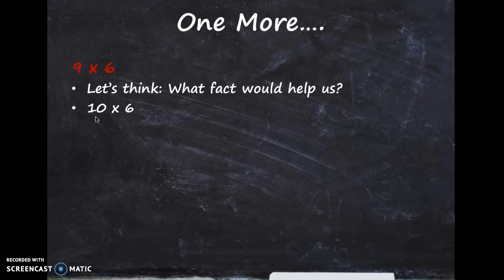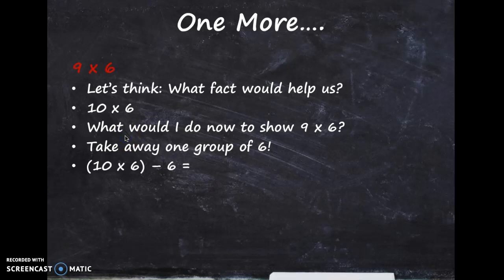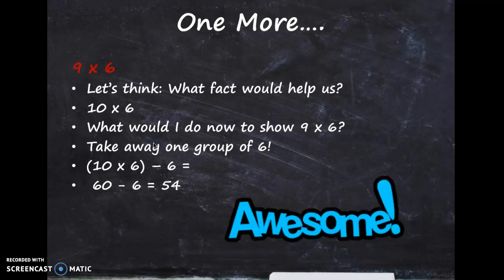Now let's see if you can solve the rest of the problem using the 10 take away 1 strategy to solve for 9 times 6. How would I show 9 times 6? Let's check your work. You should take away one group of 6. If you wrote 10 times 6, take away 6, you are absolutely correct. 10 times 6 gives us 60, minus one group of 6 gives us our product of 54.